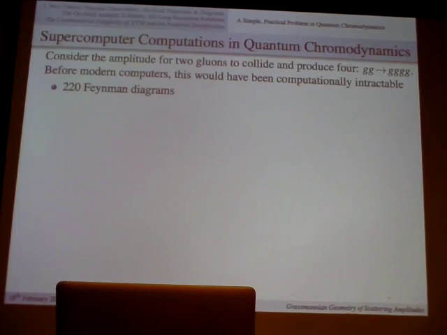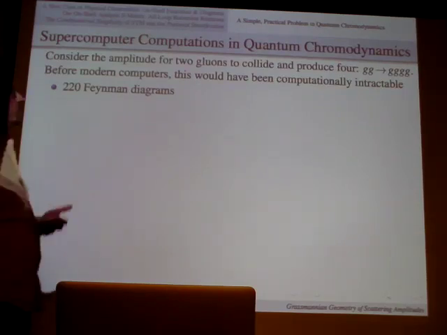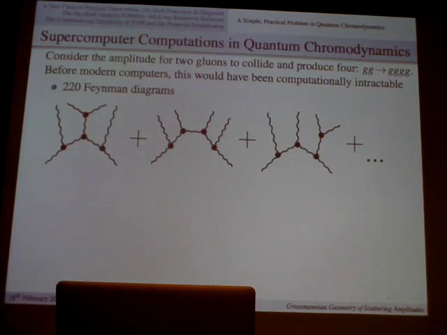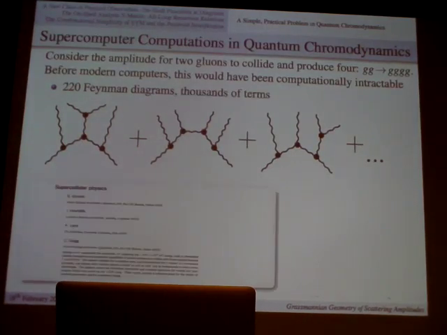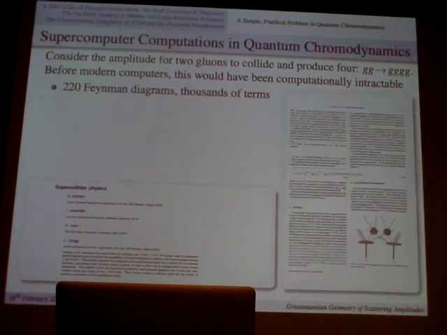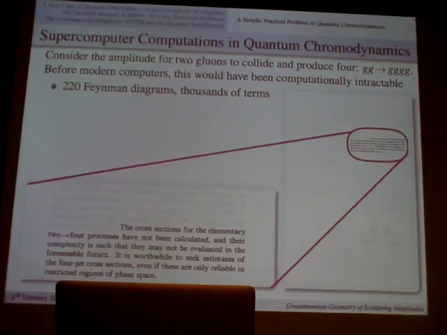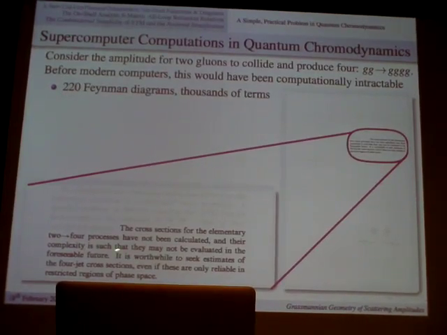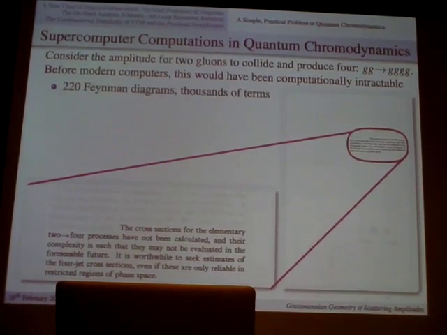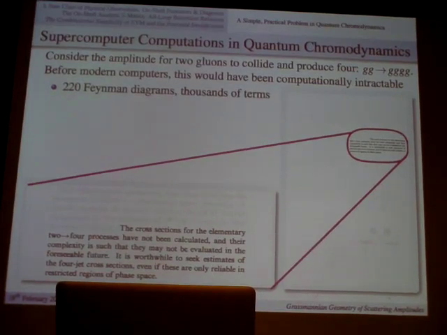In fact, it's so difficult that before the era of computers and machine computing, this was completely out of reach, theoretically. Which is a shame because this process, 2 gluons to 4, happens millions of times a second at the LHC, and it's an important background that you need to know. And if you don't believe me that this was a real challenge and difficult to do, in the early 80s there was a paper outlining the problems that would be faced by a supercollider, the superconducting supercollider, and they explicitly mentioned that no cross-section for 2 to 4 had ever been calculated, and the complexity is such that they might not be evaluated in the foreseeable future. Okay? They were calling for theorists to estimate these things because we couldn't possibly add up 220 Feynman diagrams.